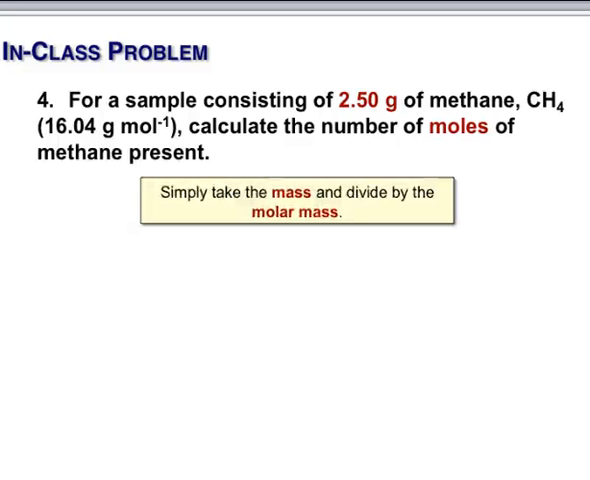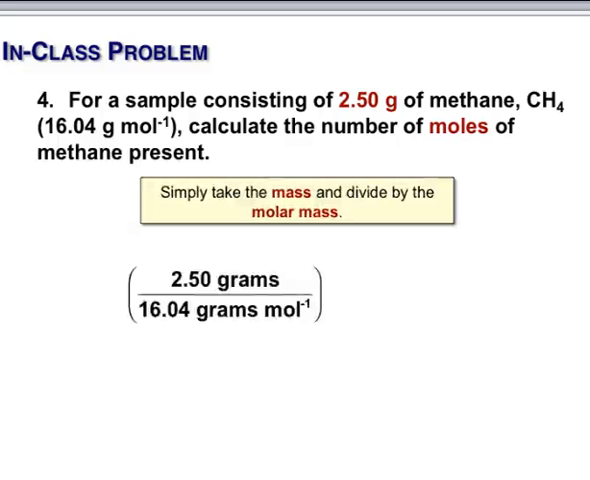Now this was show your work, so you had to. 2.5 grams, 16.04 grams per mole. Grams cancel. Do the simple math, and there's 0.156 moles. We are looking at 3 significant figures, so that's right. Mass over molar mass is moles. There's another one that we'll do in chapter 7. Concentration times volume is also moles, but we'll do that one later.